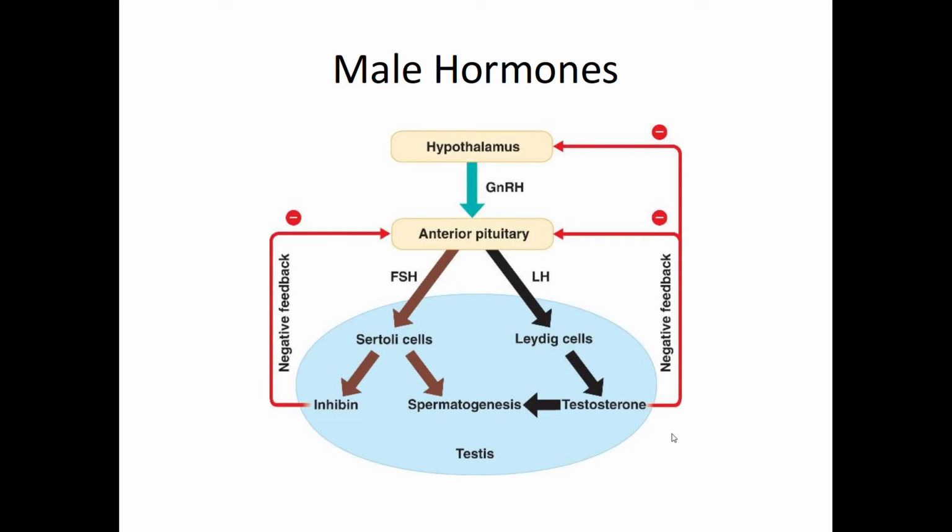So too low testosterone means that it's not enhancing spermatogenesis here, but too high testosterone, like from exogenous testosterone sources, will actually shut this down as well.